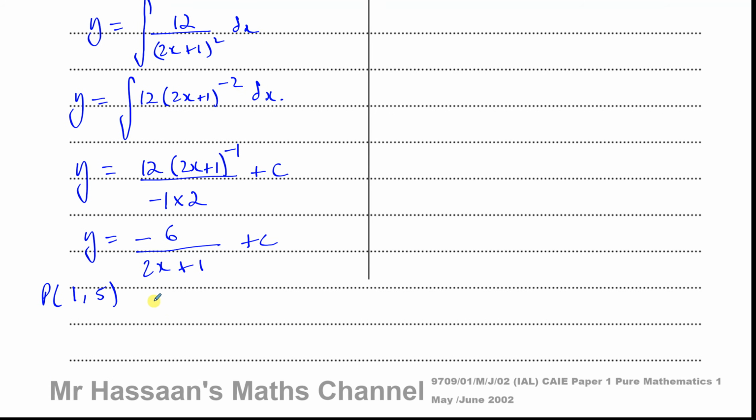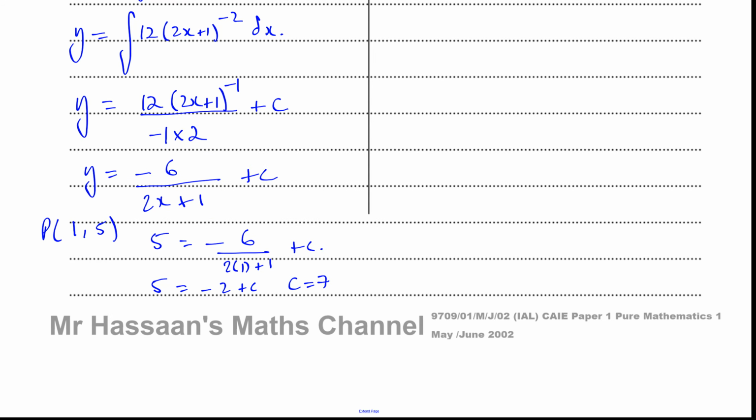Because I can replace the y with 5, and I can replace the x with 1. So I have 2 times 1 plus c. So 5 is equal to now minus 6 over 3, which is minus 2 plus c. So c is equal to 7.